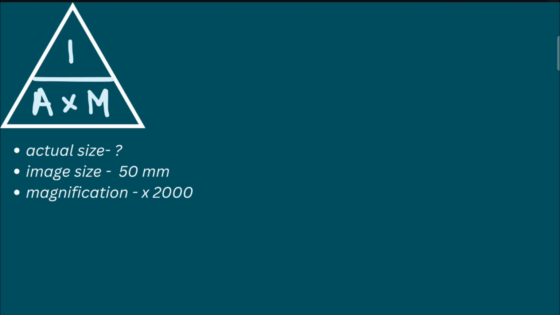Another question. Alright, let's try this. Now it's telling us to find the actual size. We have been given the image size in mm, we have been given the magnification, we have to find the actual size. Alright, let's cover that up. Actual size is covered up. What does actual size equal to? Image size upon magnification. Alright, image size is 50 millimeters, but the actual size is always mentioned in how much? Micrometers. I didn't mention this in the question, but find the actual size in micrometers.